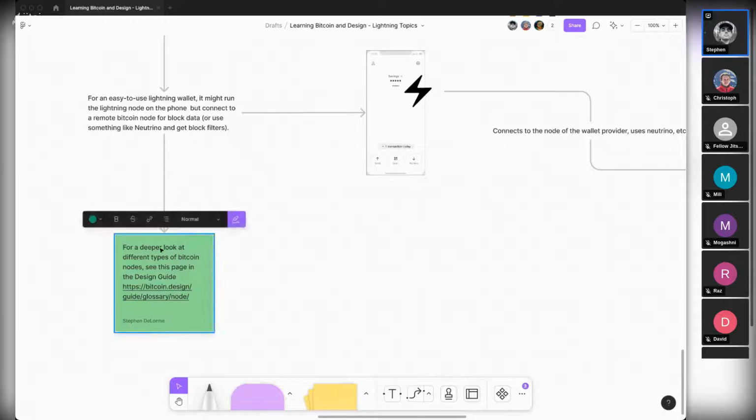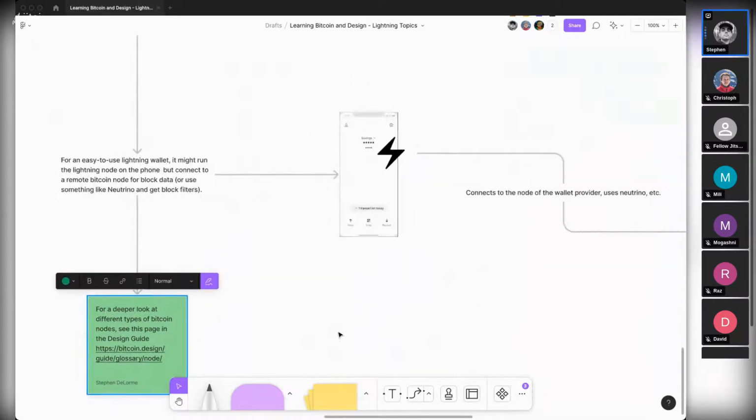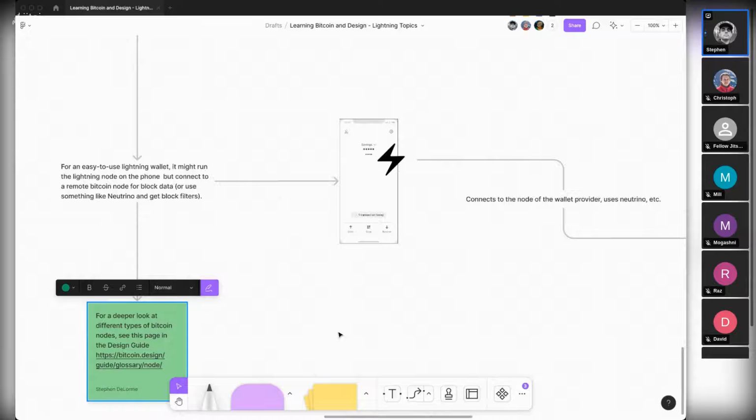We do have a page on the guide that goes a little bit deeper into the different types of arrangements and configurations for nodes, but I didn't really feel like it answered the question as succinctly of what's the difference between a Bitcoin node and a Lightning node. So that's why I threw together these graphics here.